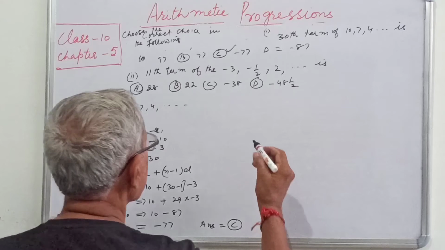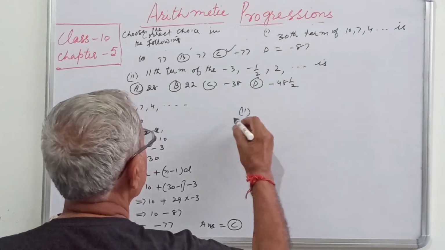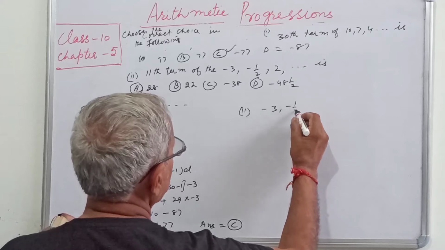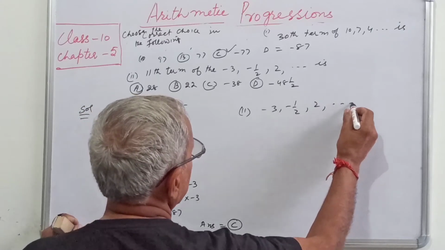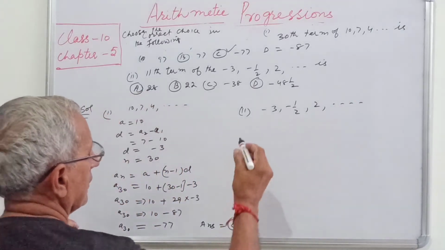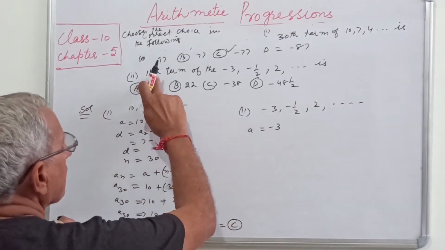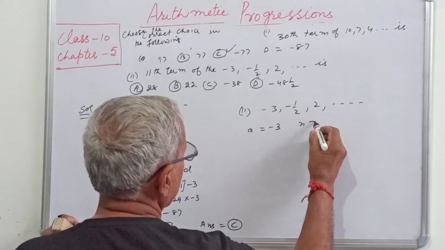The second part, so given AP is minus 3, minus 1 upon 2 and so on. So A is minus 3. We have to find the 11th term. So N is 11.